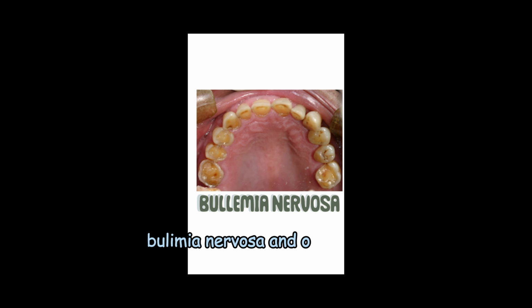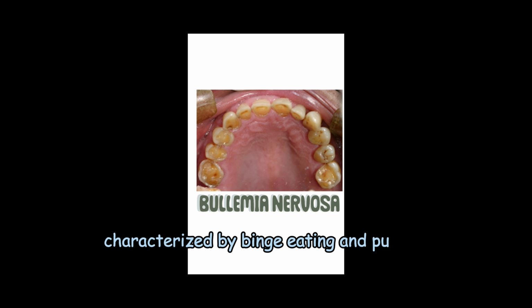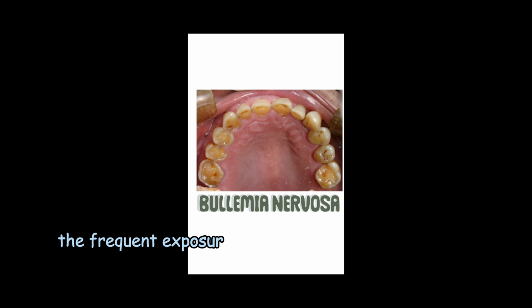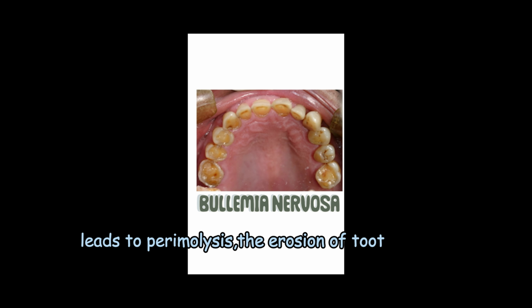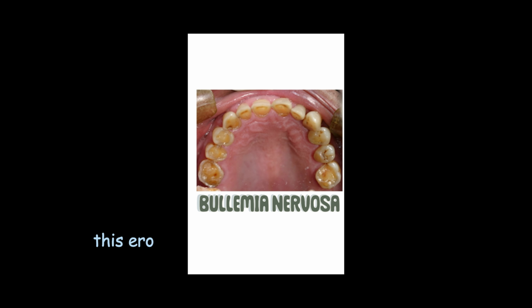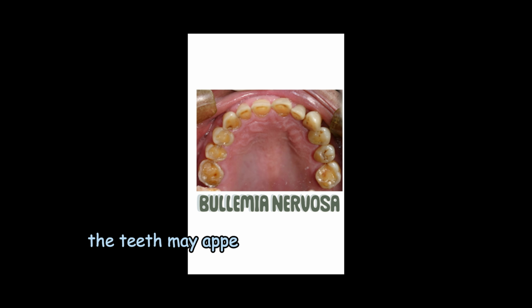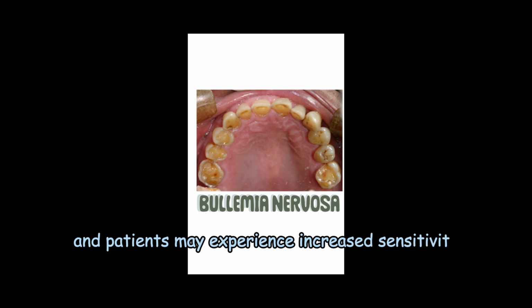Bulimia nervosa and oral health. Bulimia nervosa, an eating disorder characterized by binge eating and purging, can significantly impact oral health. The frequent exposure to stomach acid during purging leads to perimolysis, the erosion of tooth enamel. This erosion is most noticeable on the palatal surfaces of the maxillary anterior teeth due to the prolonged contact with acid retained by the tongue. The teeth may appear translucent or glass-like, and patients may experience increased sensitivity.